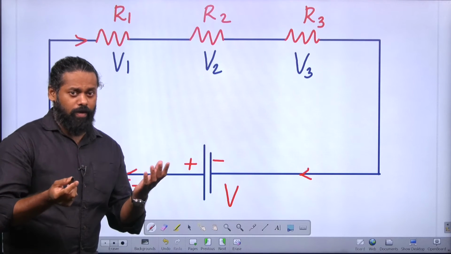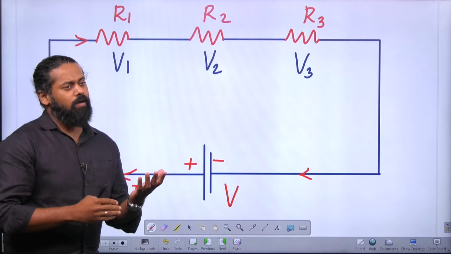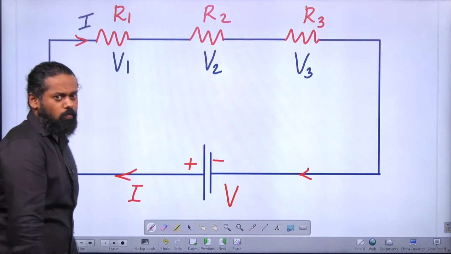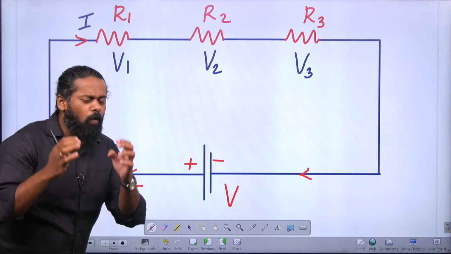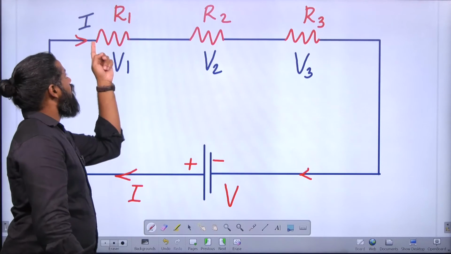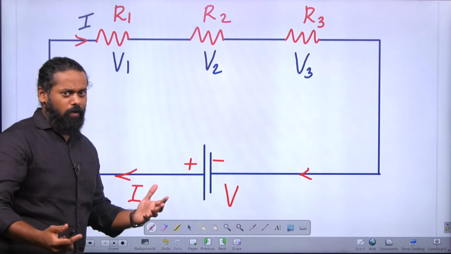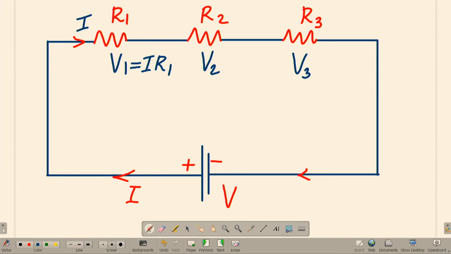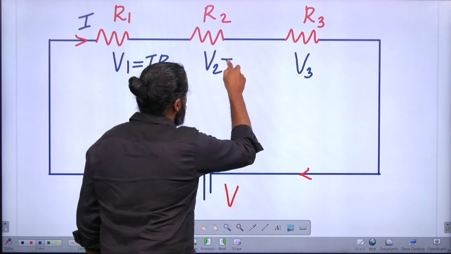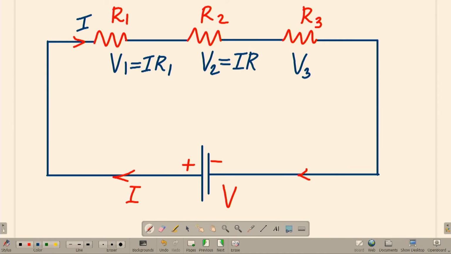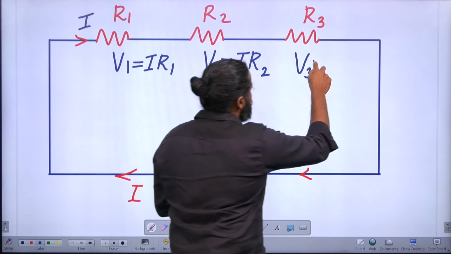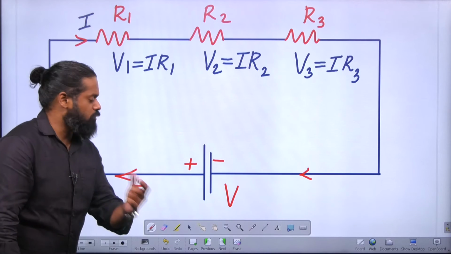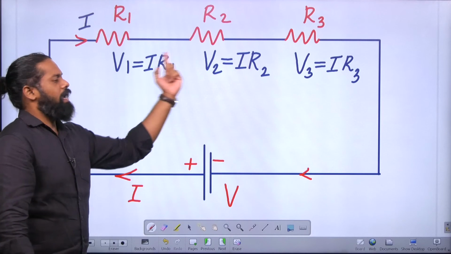All of you know that V is equal to IR, voltage proportional to current. So when current I passes through the resistance R1, the potential drop across that resistance is going to be I multiplied by R as per Ohm's law. You already know that. So V1 is going to be equal to I multiplied by R1. Similarly, V2 is going to be equal to I multiplied by R2 and V3 is going to be I multiplied by R3.